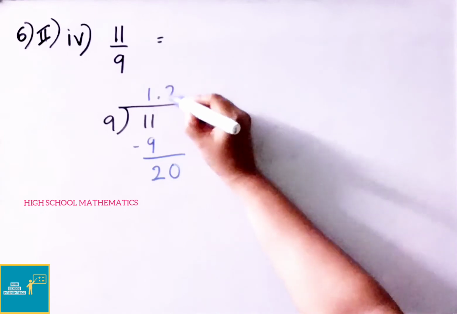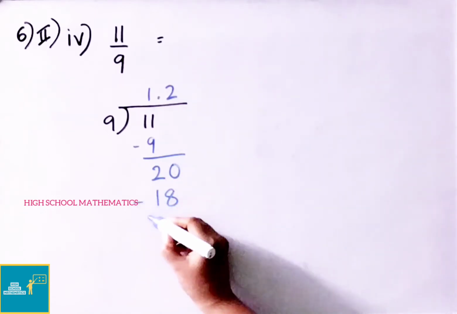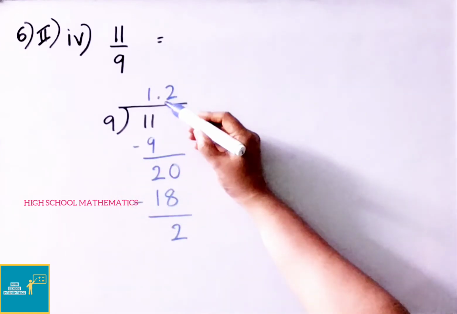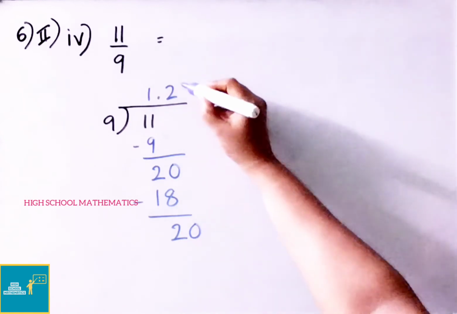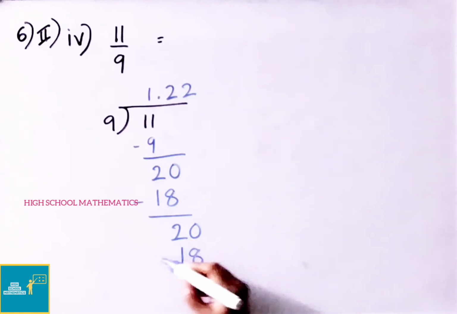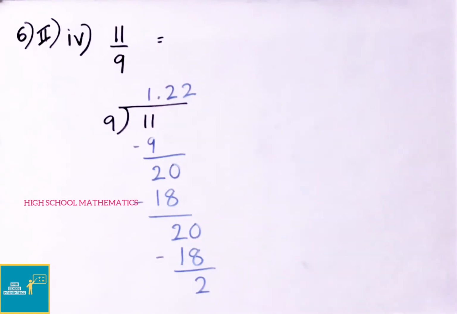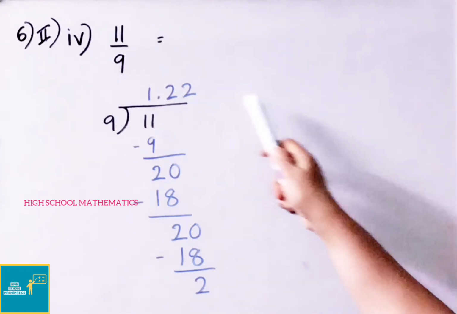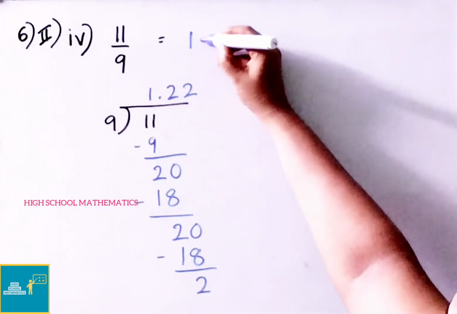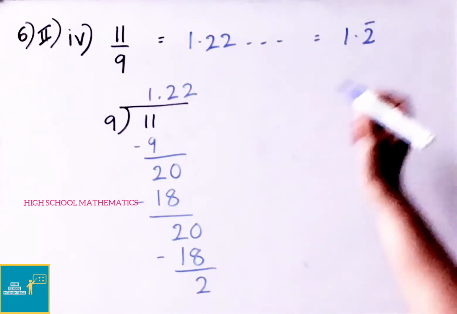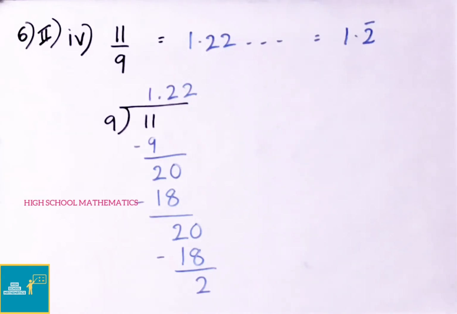Now the number is 20. 9 twos are 18. So 20 minus 18, you will get a remainder 2, which is less than 9. Here decimal is there, again you add a 0. Again 9 twos are 18. 20 minus 18, you will get a remainder 2. So here this 2 is repeating. So we shall stop the division now. It is a non-terminating and repeating decimal. So the answer is 1.22 and so on. That means 1.2 bar. Therefore 11 by 9 answer is 1.2 bar.